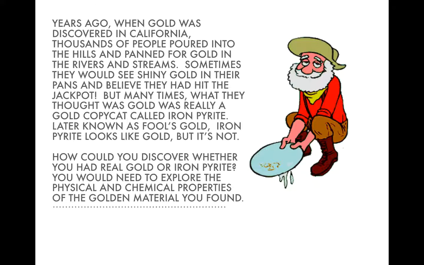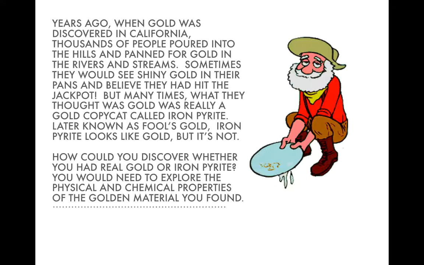Years ago, when gold was discovered in California, thousands of people poured into the hills and panned for gold in the rivers and streams. Sometimes they would see shiny gold in their pans and believe they had hit the jackpot. But many times, what they thought was gold was really a gold copycat called iron pyrite, later known as fool's gold. Iron pyrite looks like gold, but it's not.